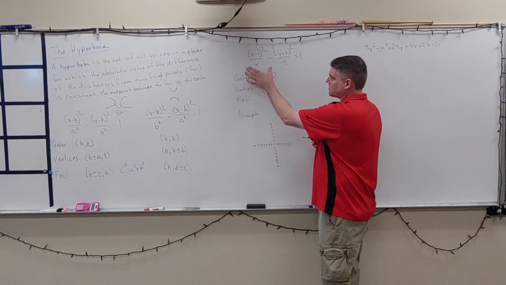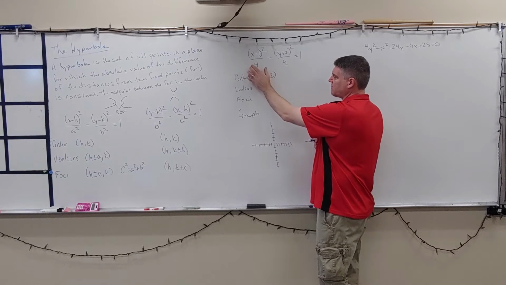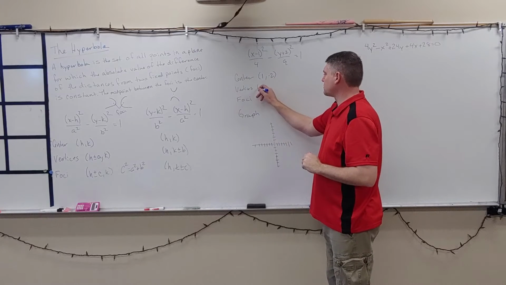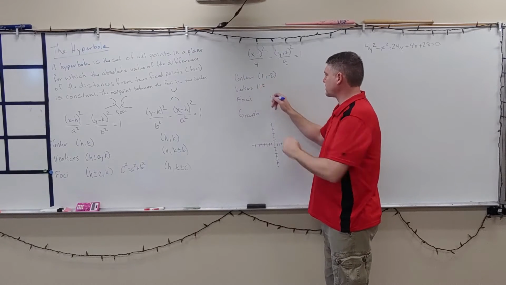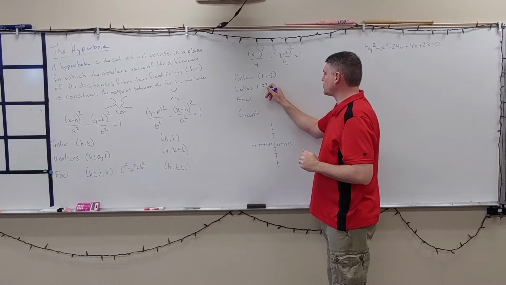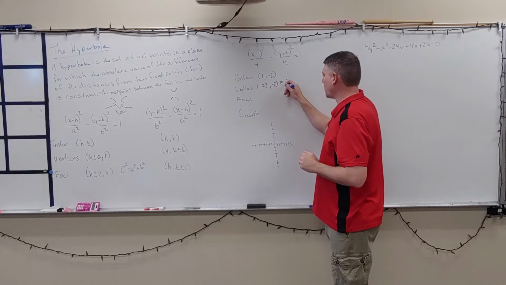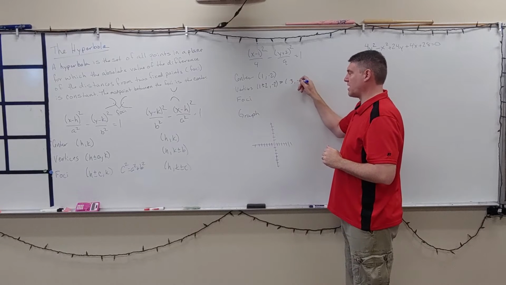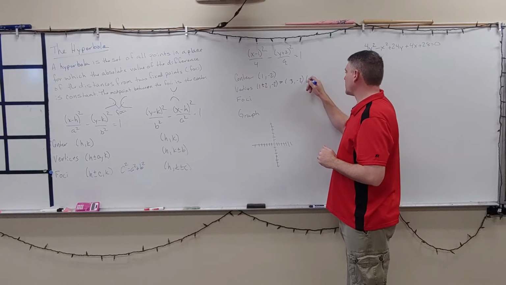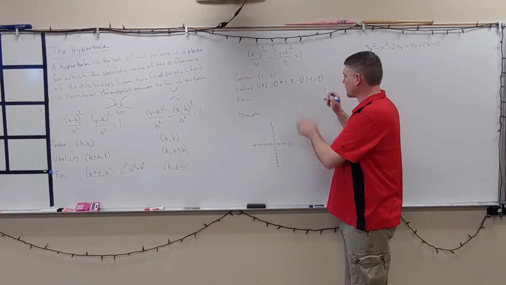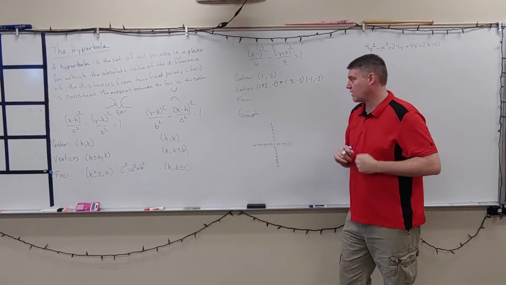So now my vertices. I look here, my x is positive, so this becomes 1 plus or minus the square root of 4, which is 2, comma negative 2. So my vertices are going to be 3 comma negative 2 and negative 1 comma negative 2. There's my two vertices.